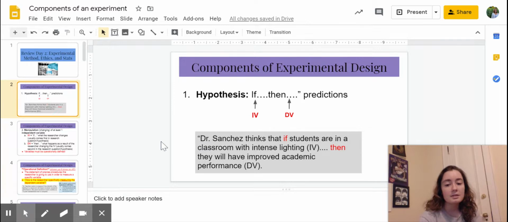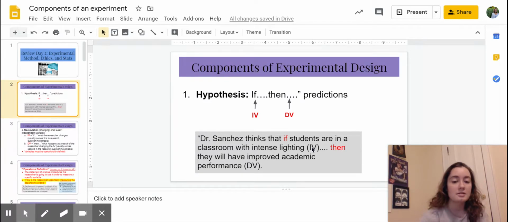So an example here is Dr. Sanchez thinks that if students are in a classroom with intense lighting, then they will have improved academic performance. So here, intense lighting is what Dr. Sanchez is manipulating or changing. So that's the independent variable because it's what the researcher changes. And then the then statement is followed by improved academic performance. And that's the dependent variable because it's going to change as a result of that independent variable of the intensity of the lighting.